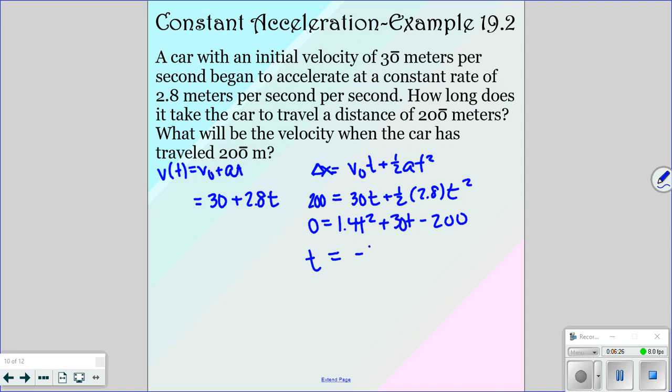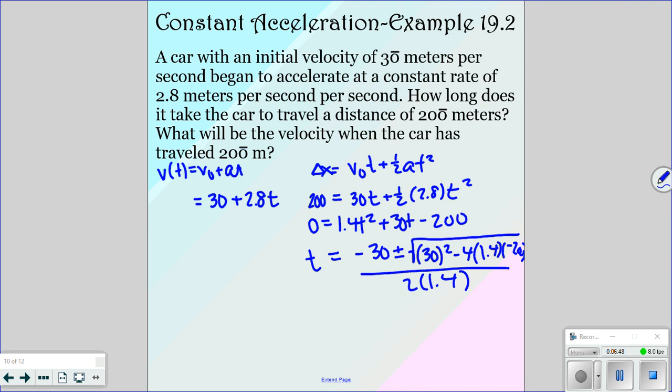So negative b plus or minus the square root of b squared minus 4 times a times c, all over 2a. So if you don't know the quadratic formula, you do want to learn it. You will use it throughout the year. Hopefully you already know it though. Alright, so now use your calculator to get your t.